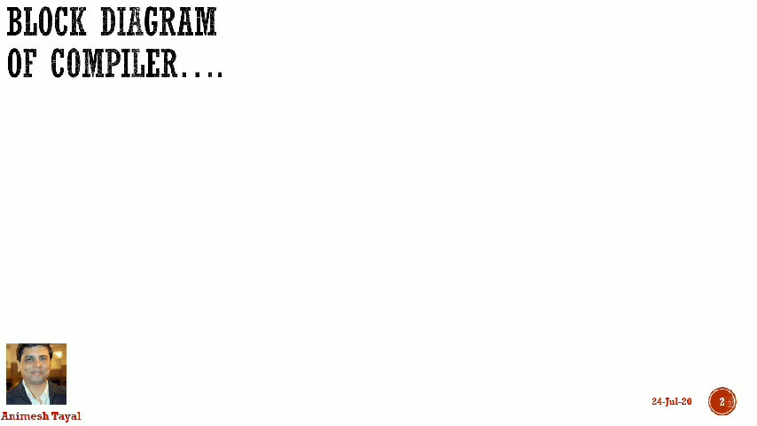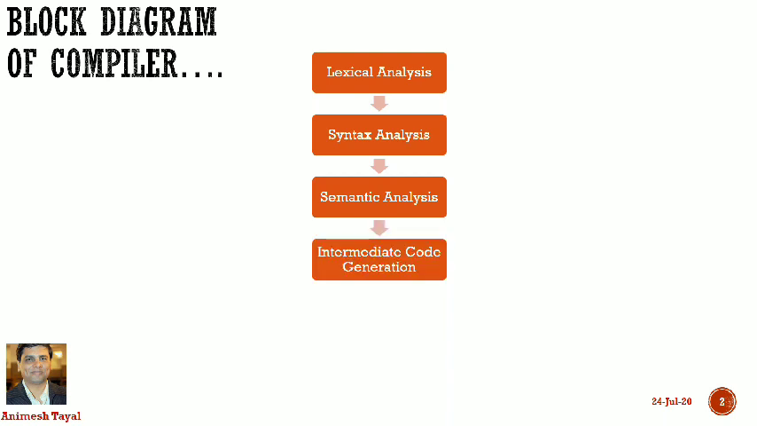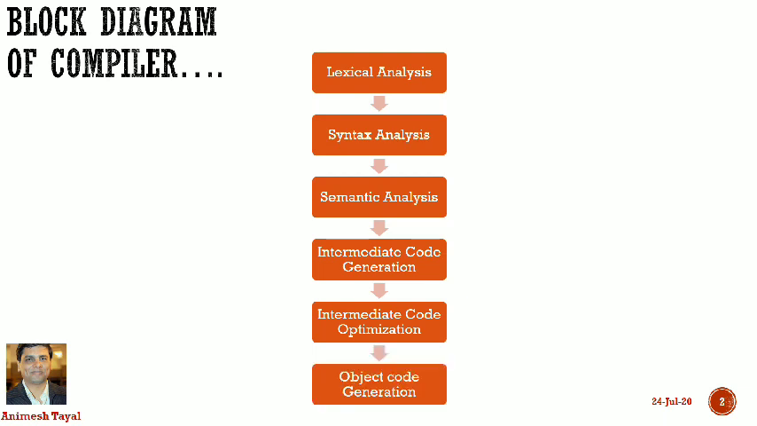Now I am showing you the block diagram of compiler. As we discussed earlier, total number of phases in compiler are 6. So one by one we will discuss. Number one, lexical analysis. Number two, syntax analysis. Number three, semantic analysis. Number four, intermediate code generation. Number five, intermediate code optimization. And last one is object code generation.